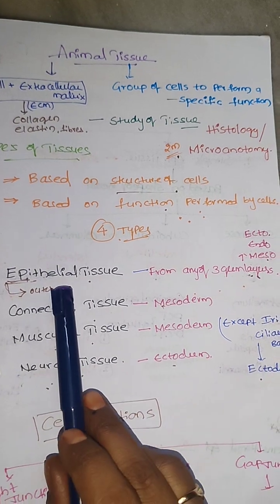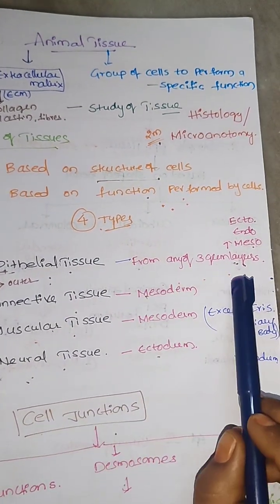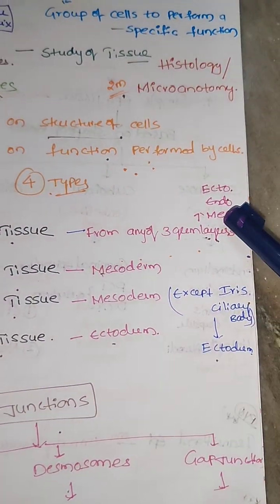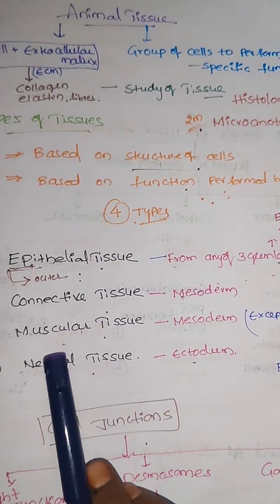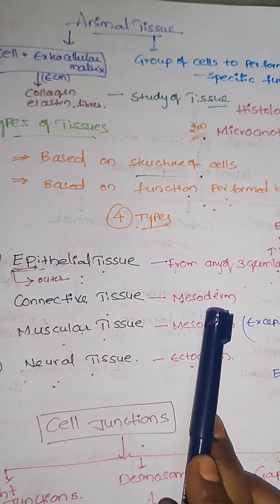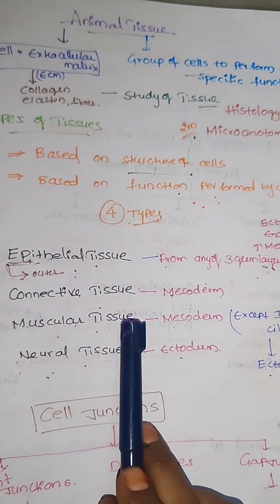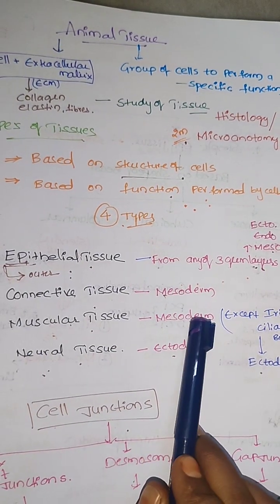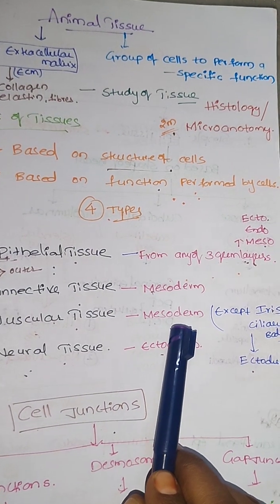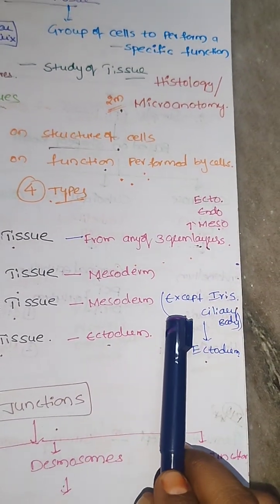Here the epithelial tissue originates from any of the 3 germ layers, either ectoderm, endoderm or mesoderm. Then the connective tissue originates from the mesoderm. Then muscular tissue. Here M is for mesoderm. Muscular tissue originates from mesoderm, except that we have an exception.